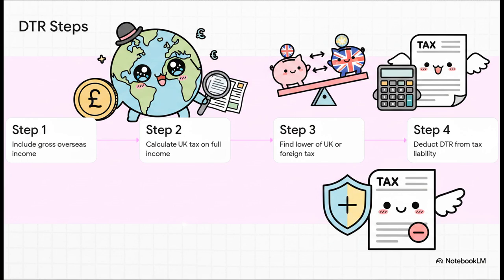Step 1, you must always include the overseas income gross of any overseas tax. Do not net it off. Step 2, calculate the UK income tax on the full grossed-up income. Step 3, identify your double tax relief. This is strictly the lower of the UK tax attributable to that specific income or the overseas tax already suffered on it. And finally, Step 4, deduct that relief from your final UK tax liability.